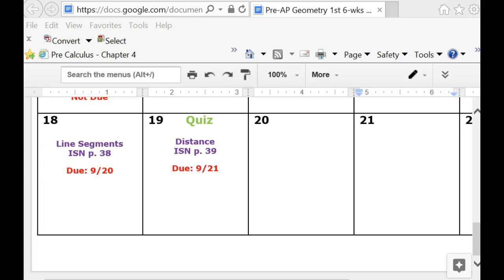And then write ISN page 39 on the top right-hand corner. ISN page 39. Okay.